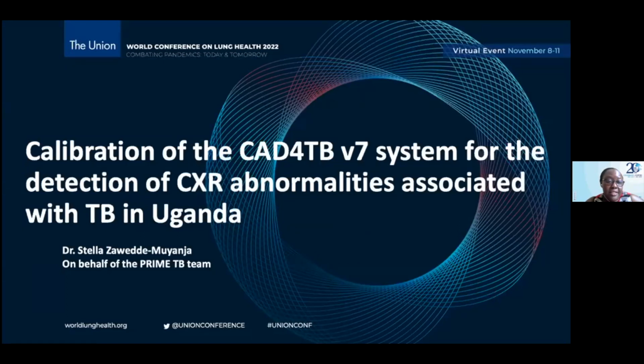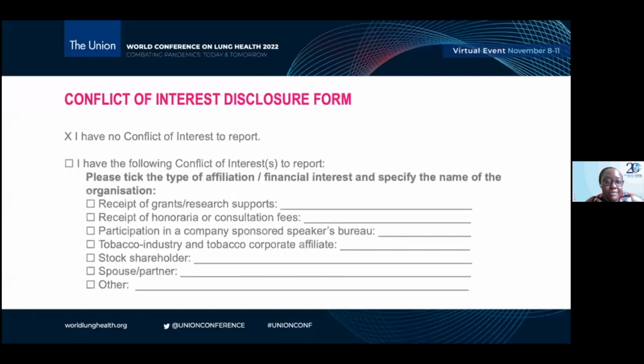Uganda is a high TB and HIV burden country. About 30% of all our TB cases are HIV co-infected. We also have quite a number of younger people with TB. And so we wanted to test and see how the threshold score that is recommended functions in our setting.